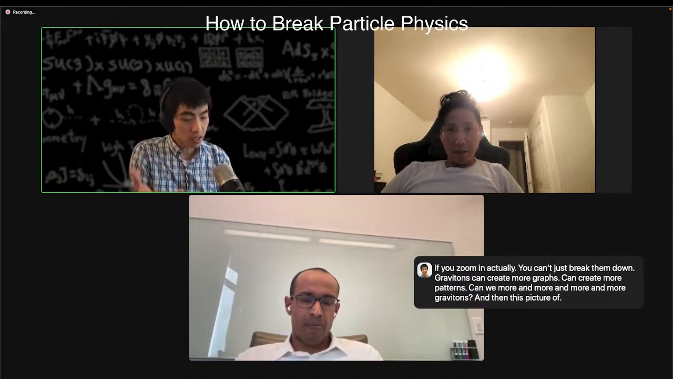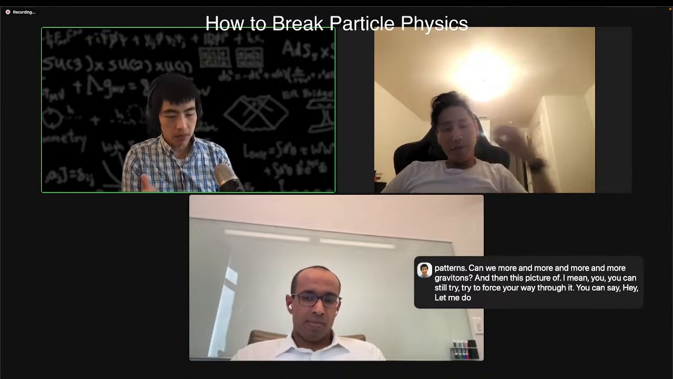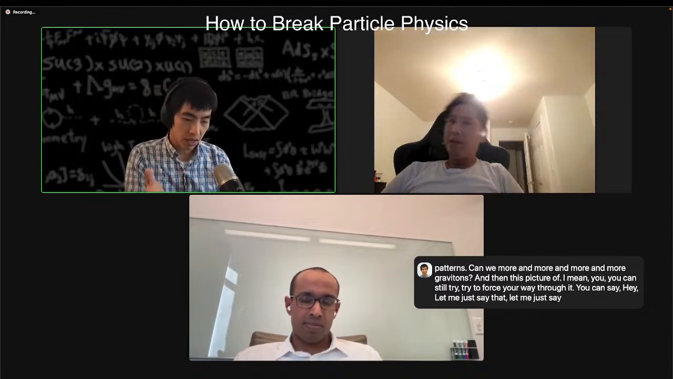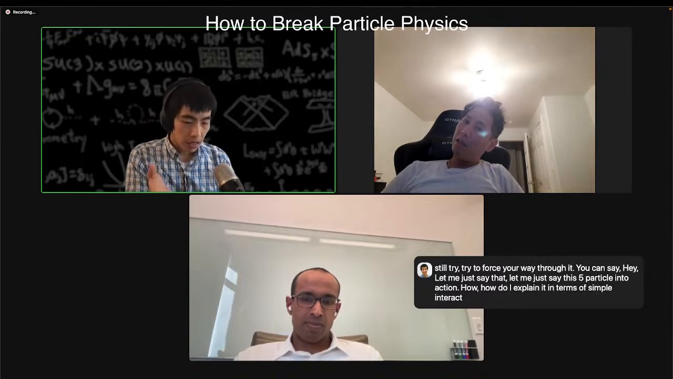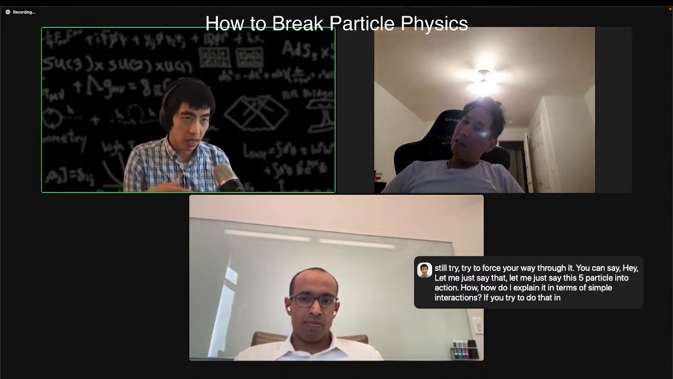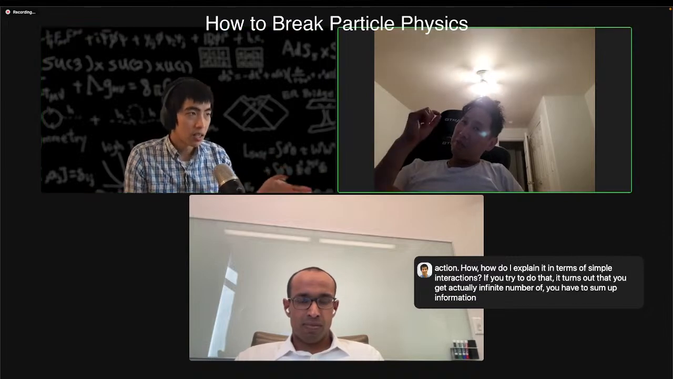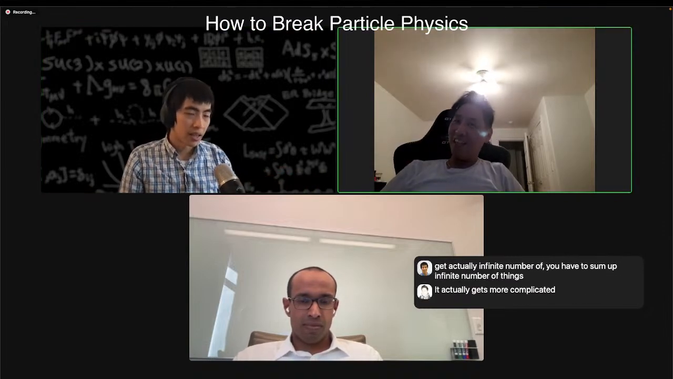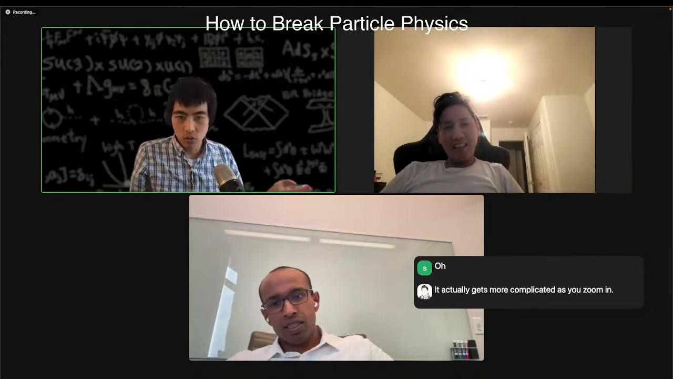I mean, you can still try to brute force your way through it. You can say, hey, let me just say this 5 particle interaction. How do I explain it in terms of simple interactions? If you try to do that, it turns out you have to sum up an infinite number of things. It actually gets more complicated as you zoom in. So then this extrapolation becomes useless now, right?